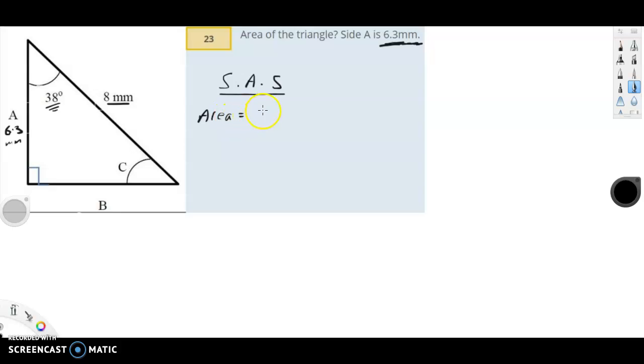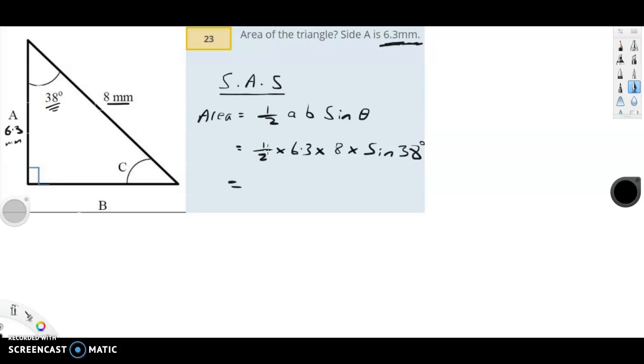The area then is half times one of the sides, we call it A, times the other side called B, times sine of theta, which means the angle between them. So in our case, it's going to be half multiplied by 6.3 multiplied by 8 multiplied by sine of the angle between them, 38 degrees. Stick all that into the calculator.